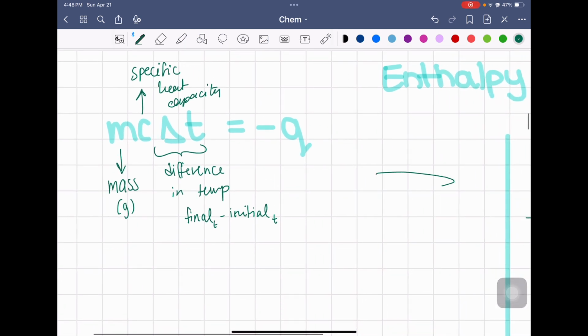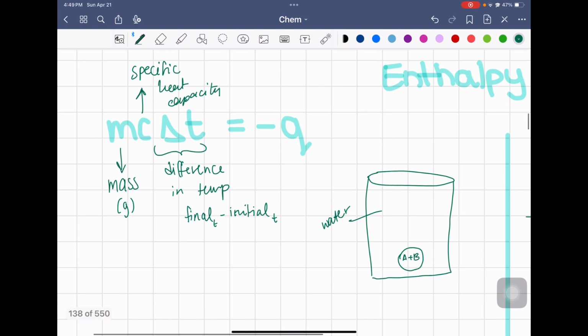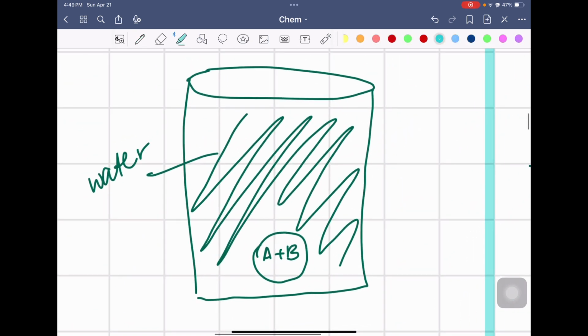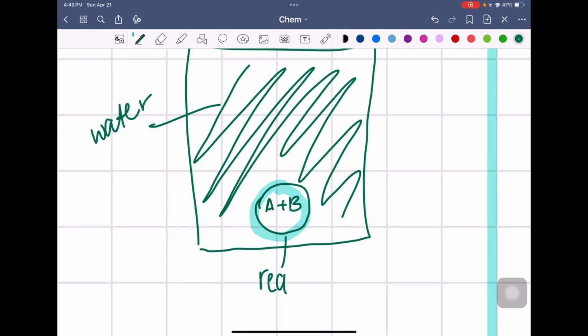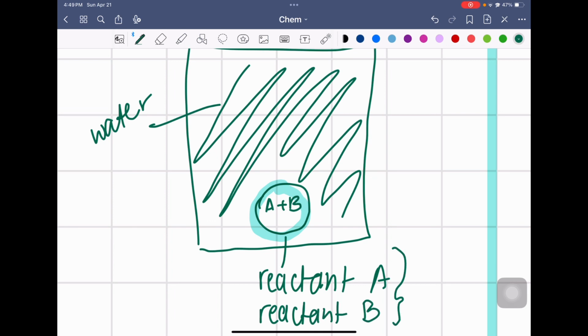So let's say we have a beaker and we have a solution of water. We have some water in it. And we're going to have some reaction happening here. We're adding something, A plus B, and it's taking place within this medium of water. So A and B is going to be called the system. So the system is basically whatever is reacting, which is your reactant A and reactant B.